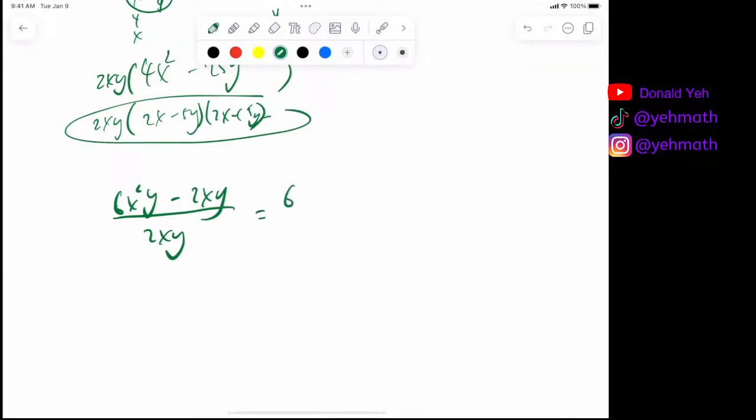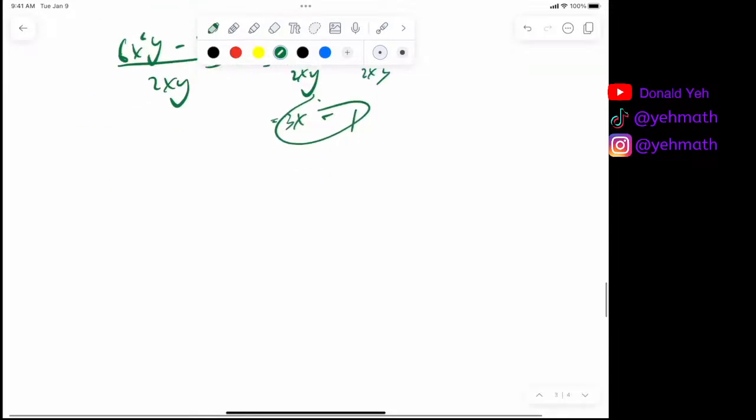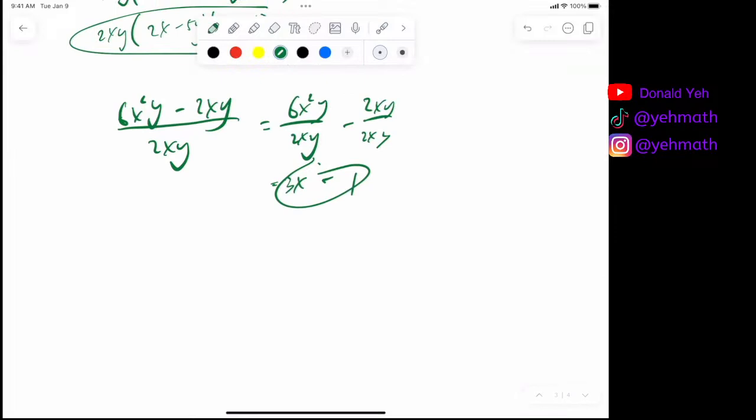So that's equal to, right? When you have division like this, you can simplify it down to 3x minus 1. And that's it. There's nothing else you can do. But you can move on. You can say, okay, let's do other stuff.